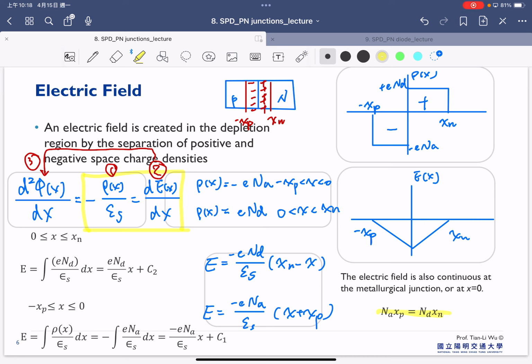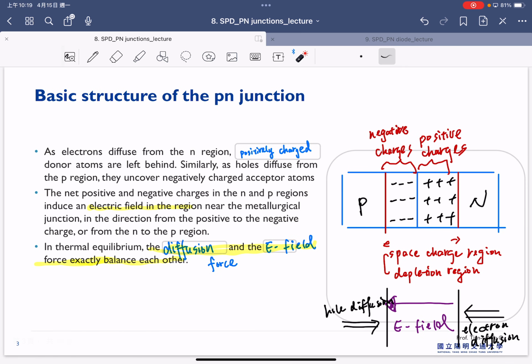That actually means that once we have the depletion region here, this will induce a certain electric field. An electric field is created in the depletion region because of the separation of positive and negative charge density here. This is consistent with the previous analysis. In this slide, we don't use any equation. We just simply put the charge and use this schematic.